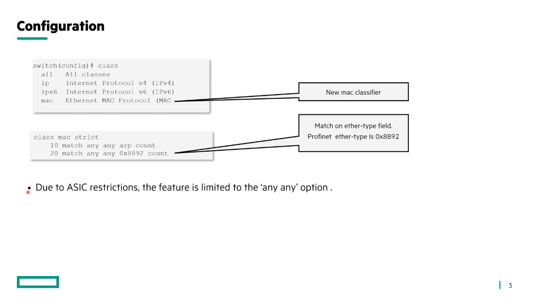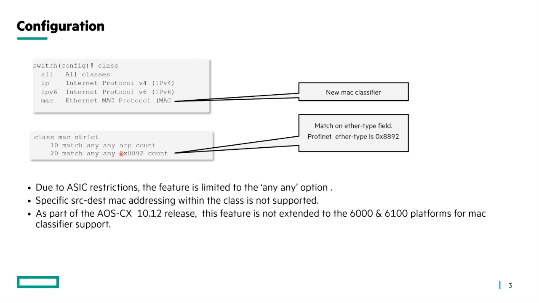Just a couple of things that we need to call out. Due to the generic ASIC restrictions, it's limited to the any option. So you can't specify a source Mac or a destination Mac for that example. So that source destination Mac addressing within the class is not supported. And as part of this release, this feature is not extended to the 6000 and the 6100 platforms for the Mac classifier support. So just be aware of that. And we only have support for inbound interface policies only at layer 2. So they are the caveats when using it.